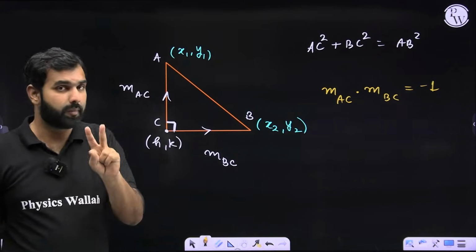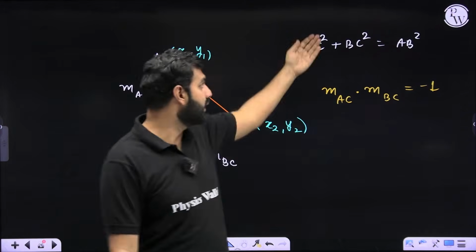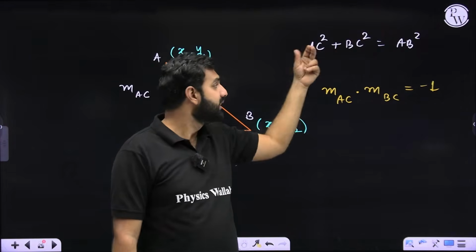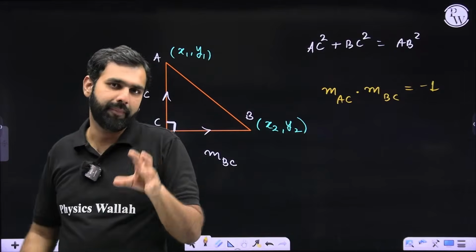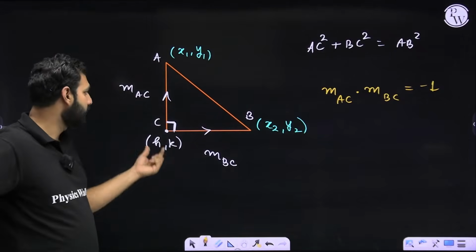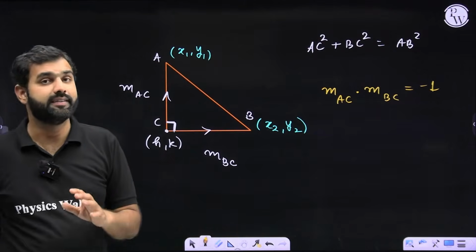Why? Because h comma k, two variables are there, so I need two equations. So one equation in h comma k can be attained by applying Pythagoras. The second equation or relation in h comma k can be attained by using this perpendicularity. And through that, you can find the coordinates of this point C, where the right angle is getting created.